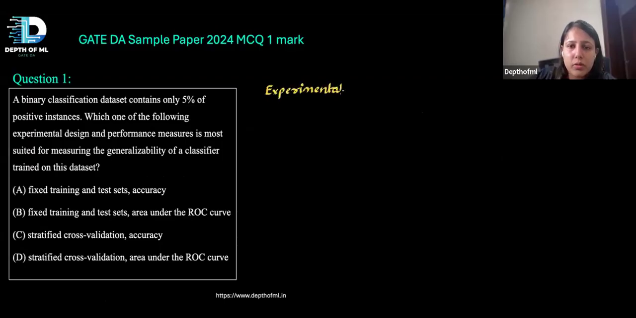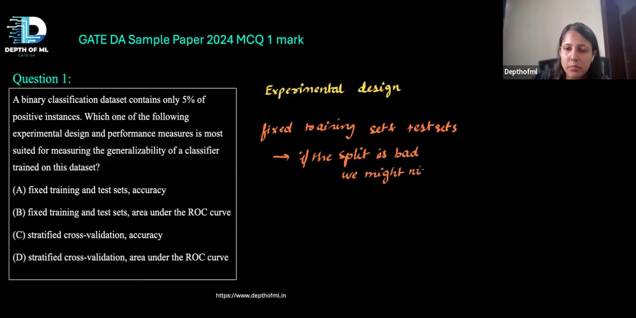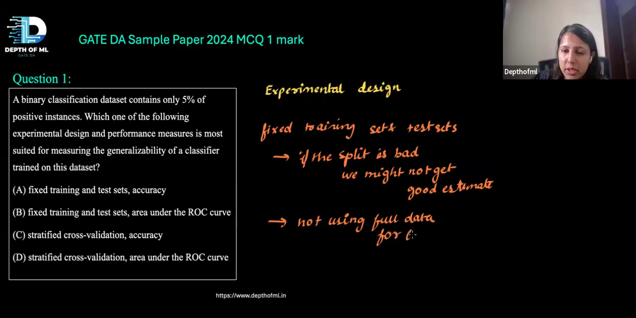Experimental design. In experimental design, we have a fixed training set and test set, right? So what is the issue with this? If we have a fixed training set and test set, we might not get a good estimate because we might not have a good split. If the split is bad, we might not get a good estimate. Another issue is that we are not using the full data for the estimate of test error or test performance.